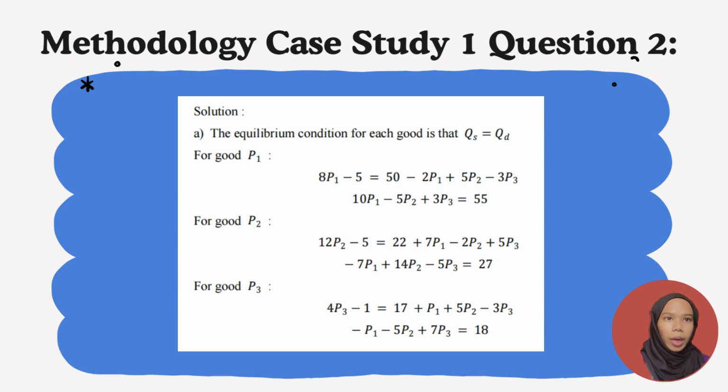For good P1, we got 10P1 minus 5P2 plus 3P3 equals 55. For good P2, we got minus 7P1 plus 14P2 minus 5P3 equals 27. For good P3, we got minus P1 minus 5P2 plus 7P3 equals 18.